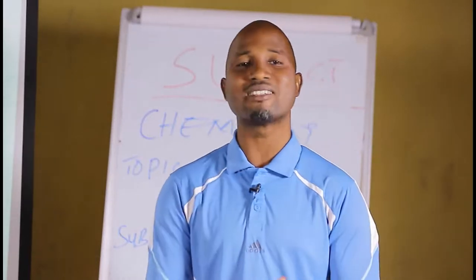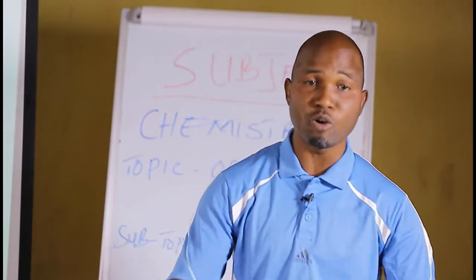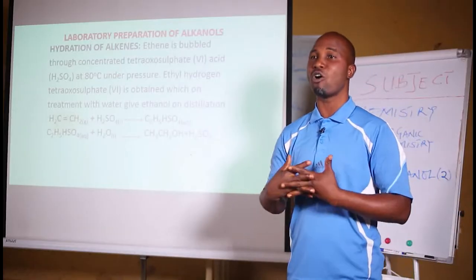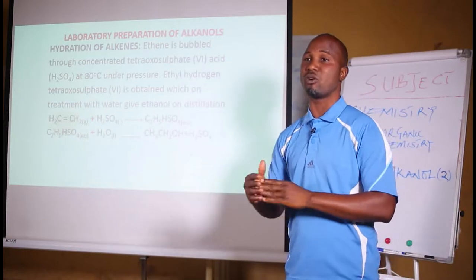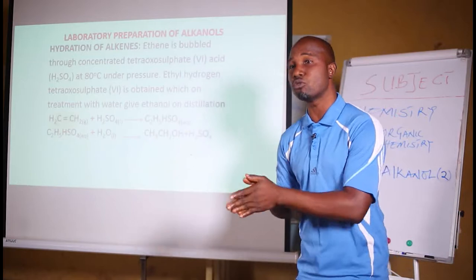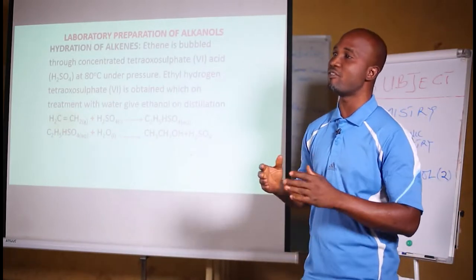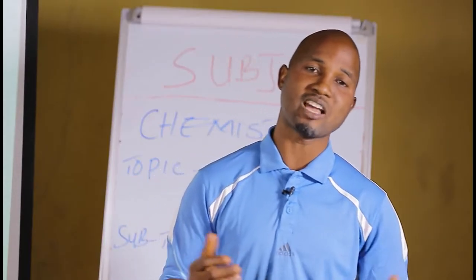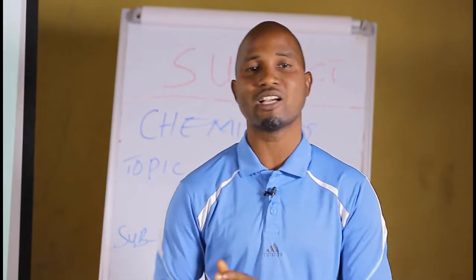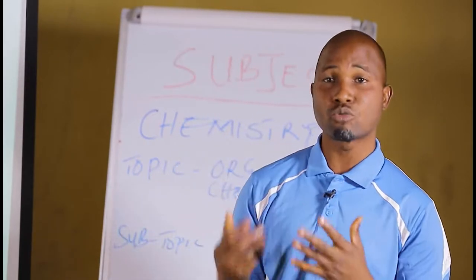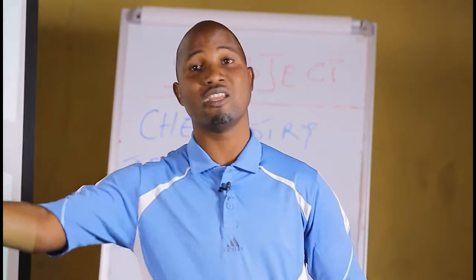We also tried to look at the classification of alkanols. We say alkanols can be classified based on the number of OH. If they have one OH, they are called monohydric alkanols. If they have more than one OH, they are called polyhydric alkanols. And polyhydric alkanols can be divided into two: dihydric alkanols, that means having two OH, and trihydric alkanols having three OHs. And I gave an example of monohydric alkanol: ethanol. Then I gave an example of dihydric alkanol as propan-1,2-diol. Then I gave an example of trihydric alkanol as propan-1,2,3-triol.